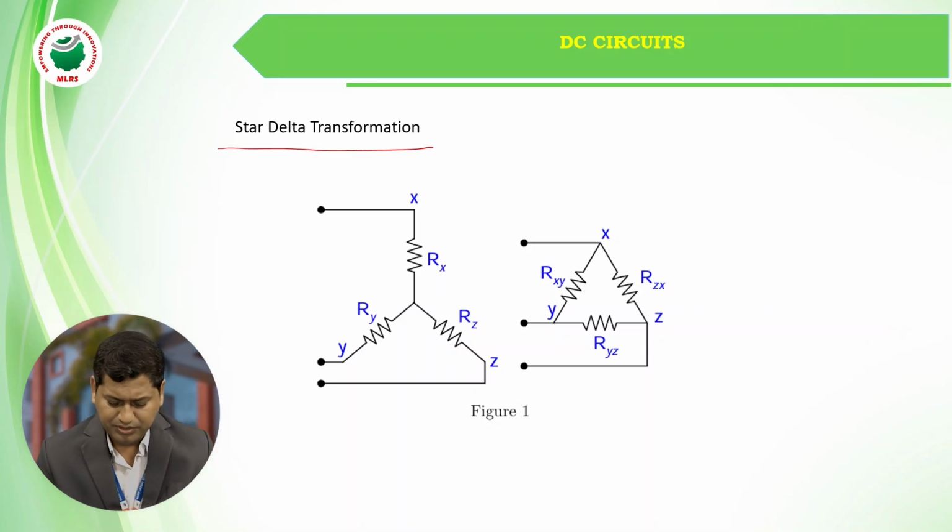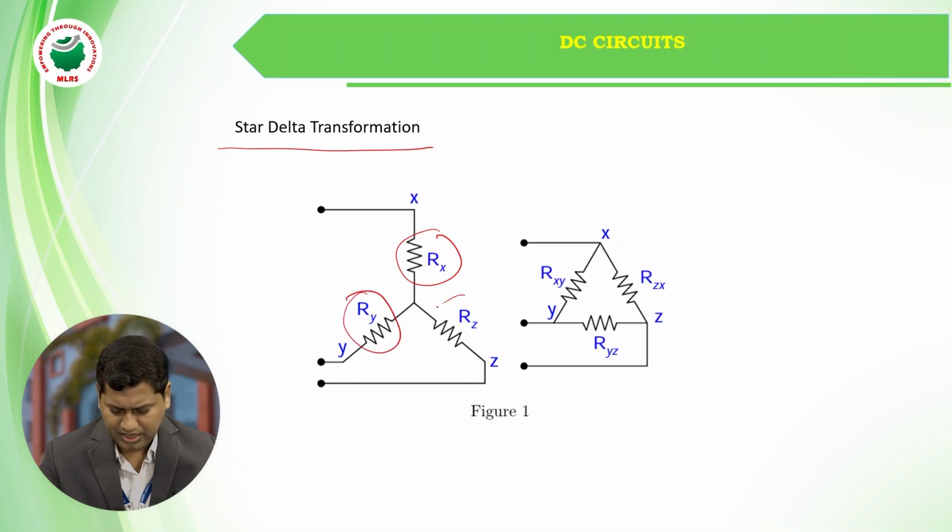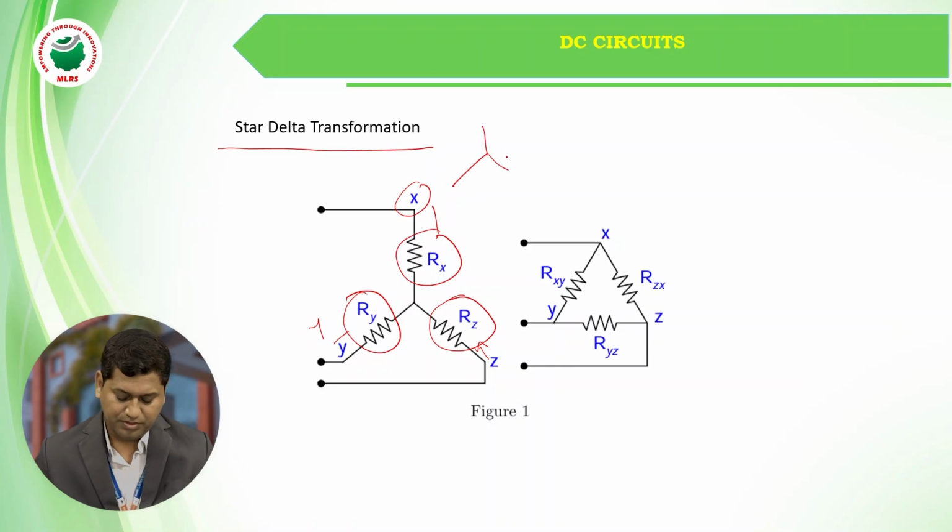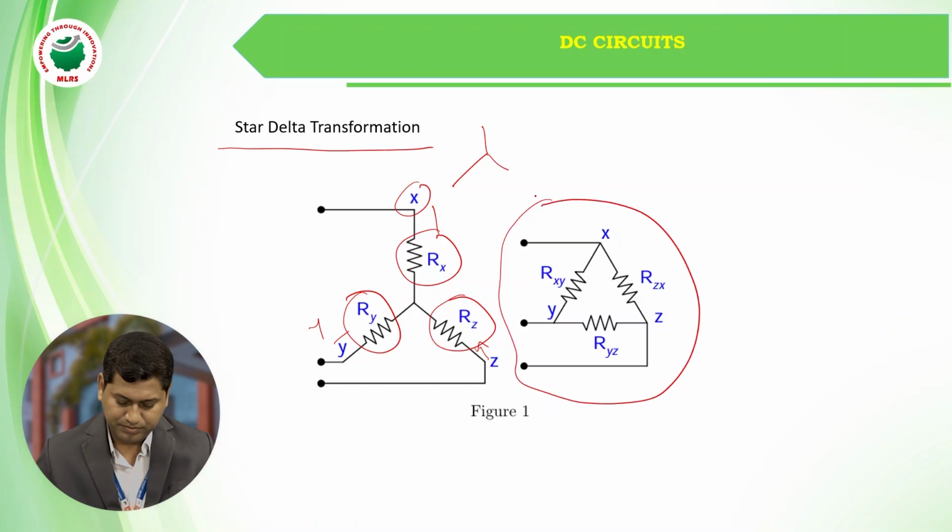If you see here, we have a total of three resistances, that is Rx, Ry and Rz. For terminal X, we have connected Rx. For terminal Y, we have connected Ry. For terminal Z, we have connected Rz. So this is the star form. This one is the delta form.